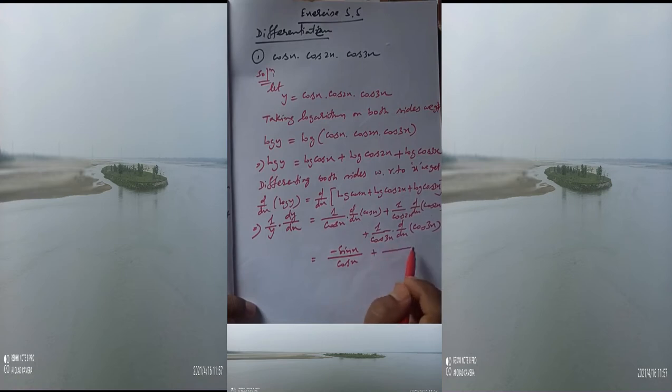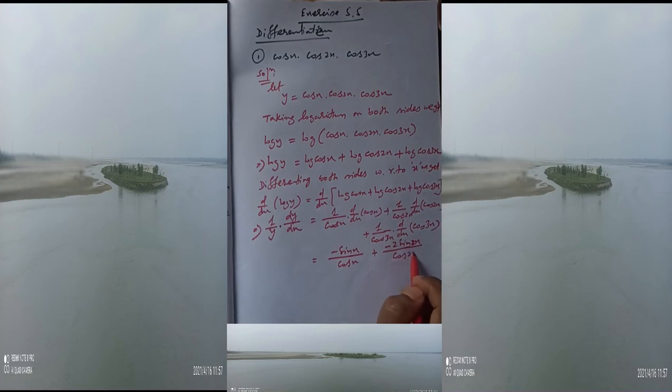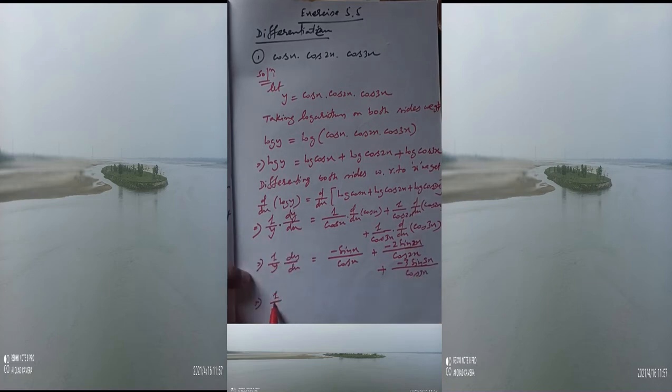Again, plus, d by dx of cos 2x is minus 2 sin 2x. You can even remember it like this: d by dx of sin x is cos x. d by dx of sin mx, mx type, is m cos mx. d by dx of cos mx is minus m sin mx. Like that, by cos 2x. Then plus, cos 3x gives minus 3 sin 3x by cos 3x, equal to 1 by y dy by dx.